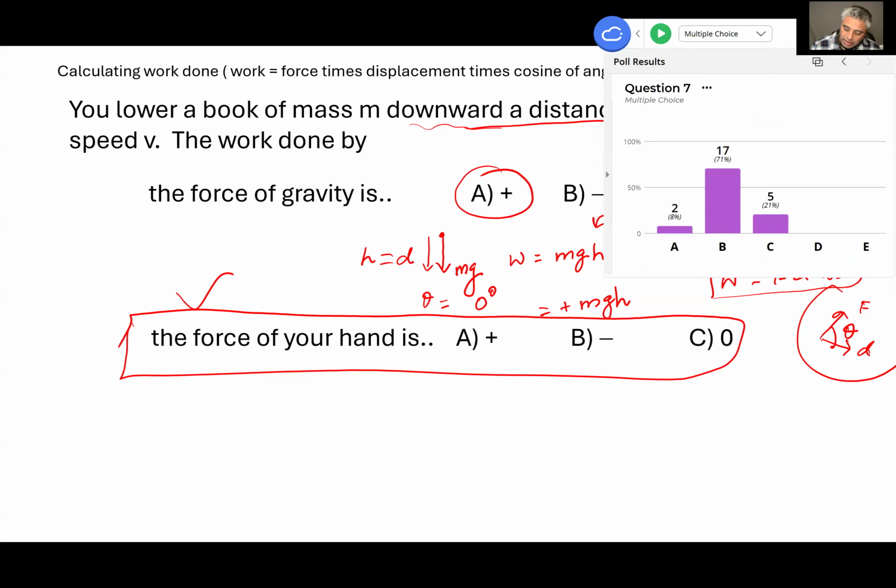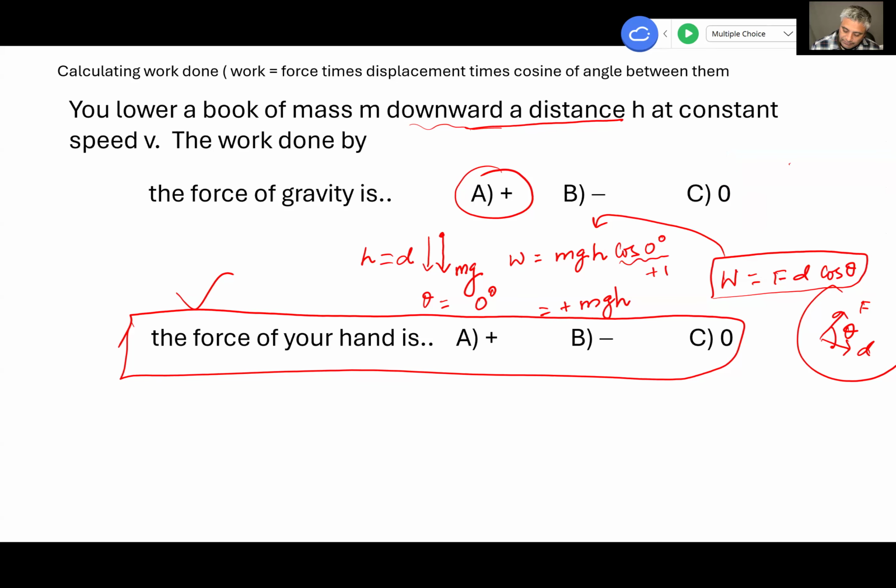Okay, so let's see how we did. So there are many B's this time. Again, I don't know the answer. What I'm going to do is draw like this. This time we are lowering something, which means we are applying force upward. So the applied force is going to be upward, and displacement is downward. So that means the angle between them is 180 degrees.